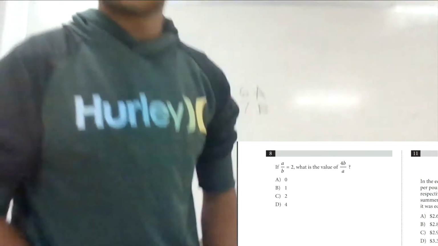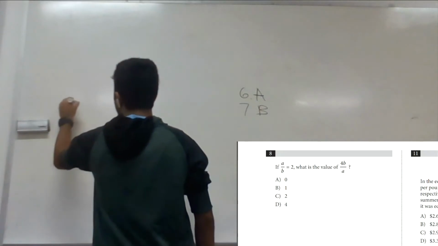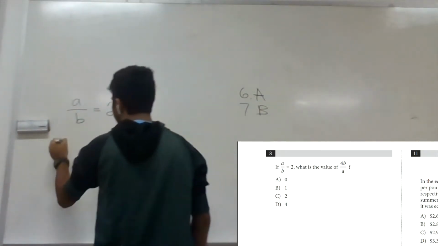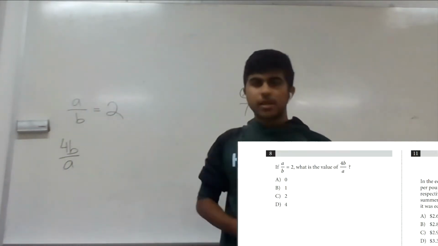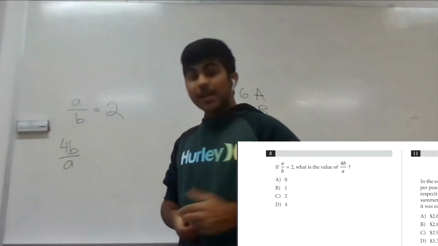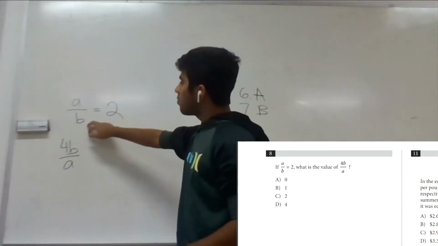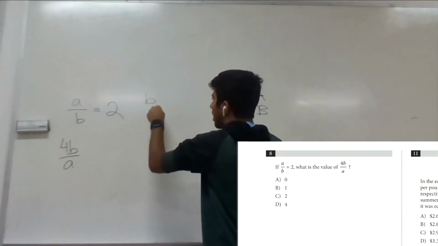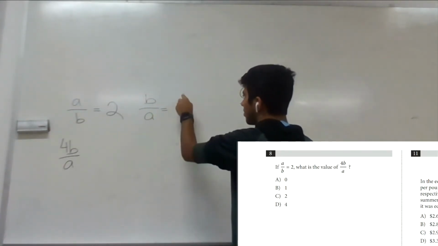Alright, question number 8. Nice change of pace after all those fractions. If a over b equals 2, they want us to find 4b over a. There are a number of different ways to think about this problem. The way I would probably do it, just to be as quick as possible, is thinking that if a over b is 2, I can flip that and get b over a is the reciprocal of 2, which is just 1/2.